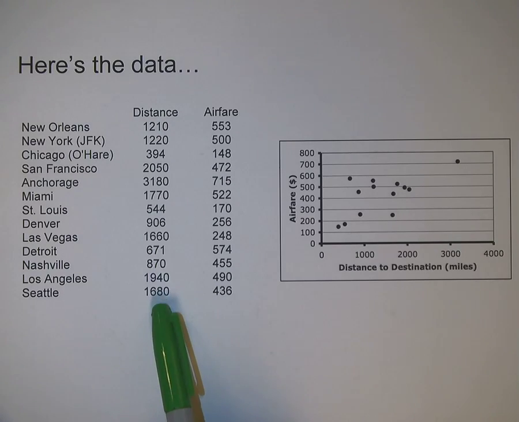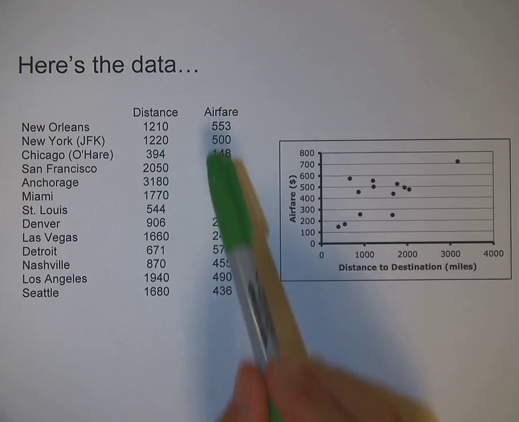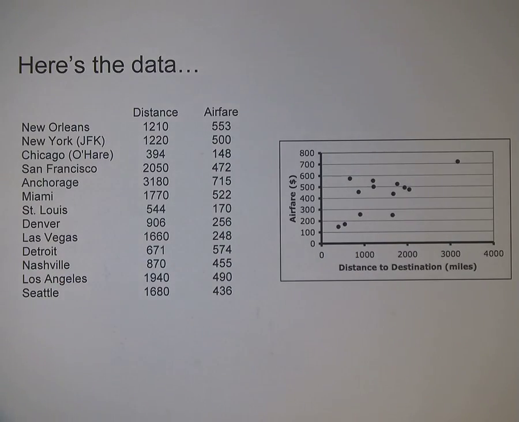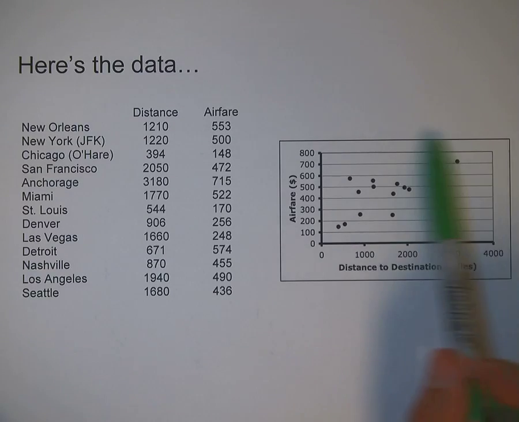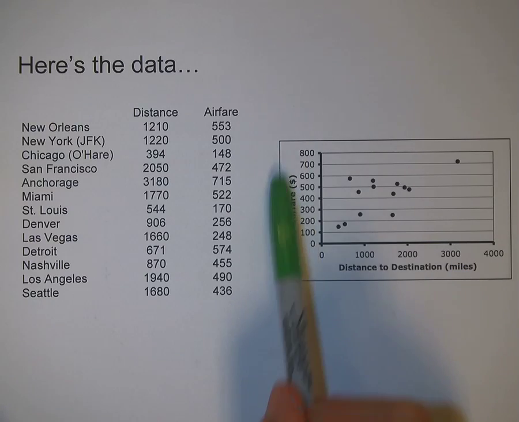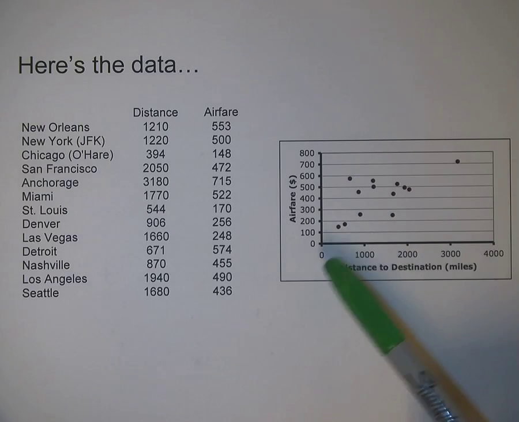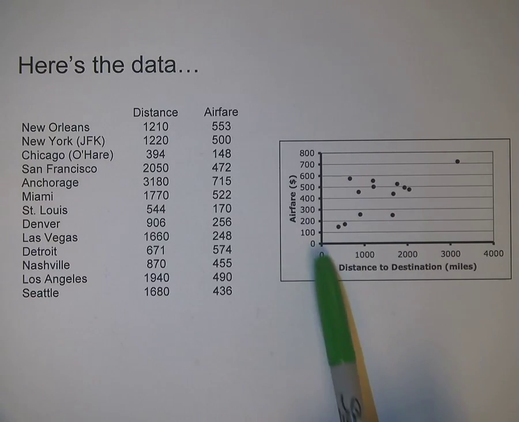Okay, so again, here are the distance values. So the distance from each of these destinations to Minneapolis, St. Paul. And here are the airfares in dollars. Okay, and then here is a graph of the data. So distance to destination in miles on the x-axis, airfare on the y-axis in terms of dollars. So we can see that there is a positive association between distance and airfare. I would say probably some sort of moderate association there. So it does look fairly linear.